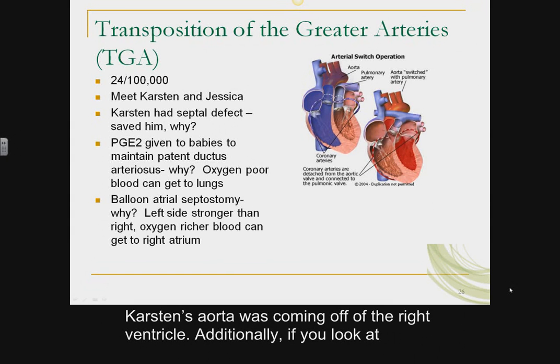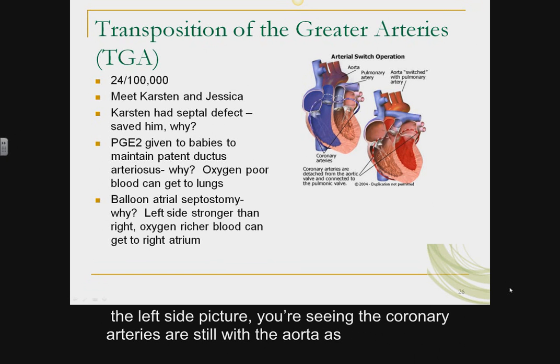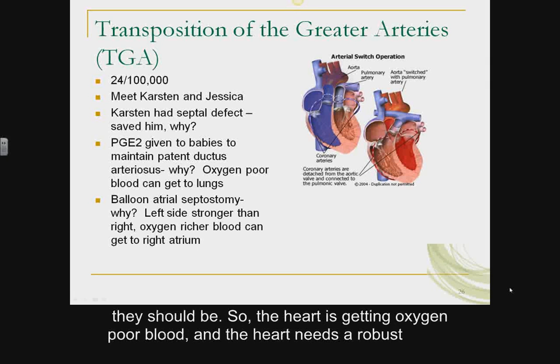Additionally, if you look at the left side of this picture, you're seeing the coronary arteries are still with the aorta, as they should be. So the heart is getting oxygen-poor blood, and the heart needs a robust supply of oxygen.